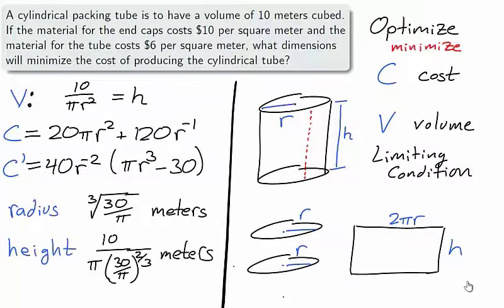We have the radius, which we plug into the limiting condition relation to find the height. Both values are unsatisfying to look at, but they are the values which will minimize the cost in producing the tube. Though you'll have a pretty tough time creating the tube with a radius of the cubed root of 30 over pi.